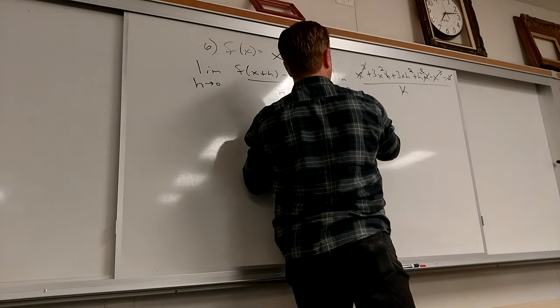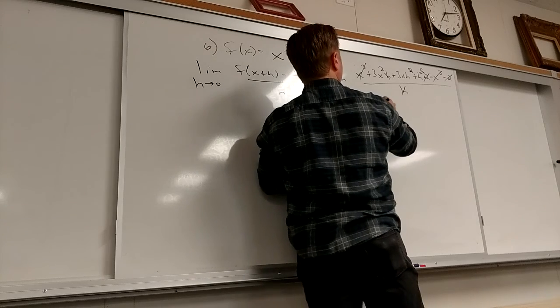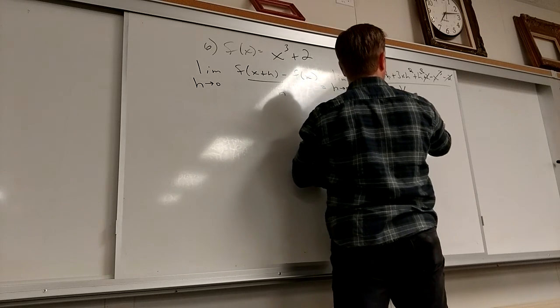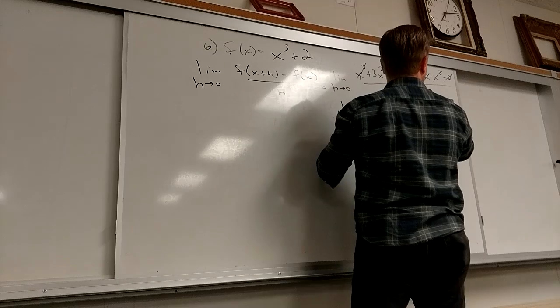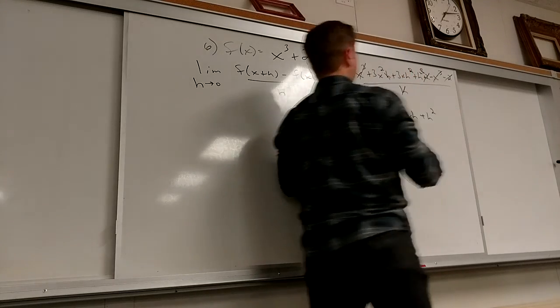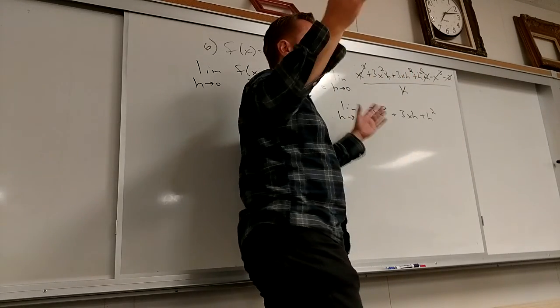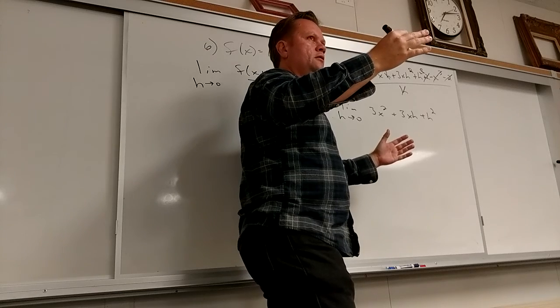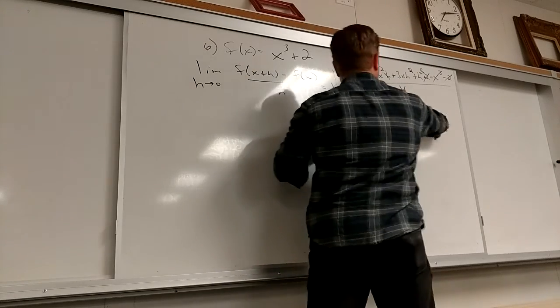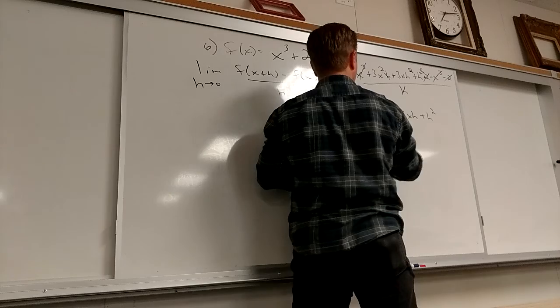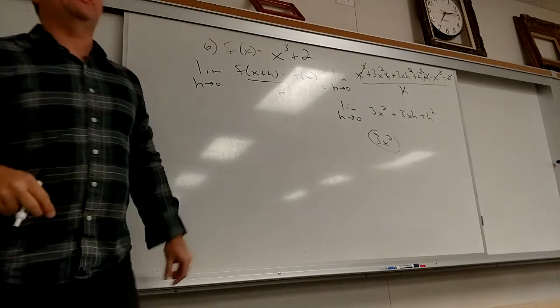So then I end up with 3x squared plus 3xh plus h squared. And of course that just becomes 3x squared, because everything with an h goes to 0. And of course that is what we know the derivative of this is supposed to be.